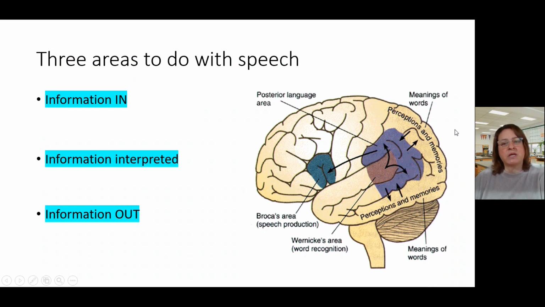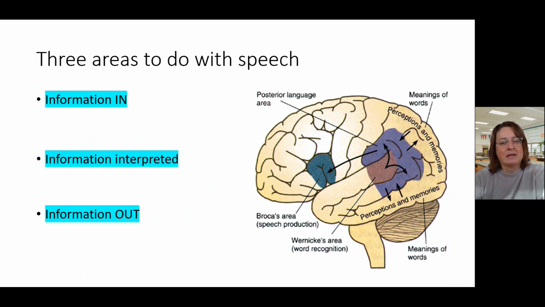There are 3 areas, plus obviously the accessory area, the fasciculus, I'll come to that in a second. 3 areas of the brain. You've got information coming in. That's mostly auditory, but visual as well. We do look at a person's lips while they're speaking, and it does give us information to process.